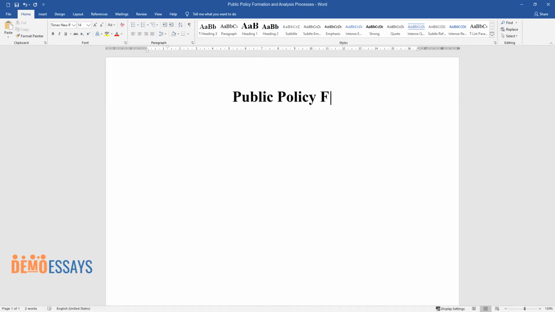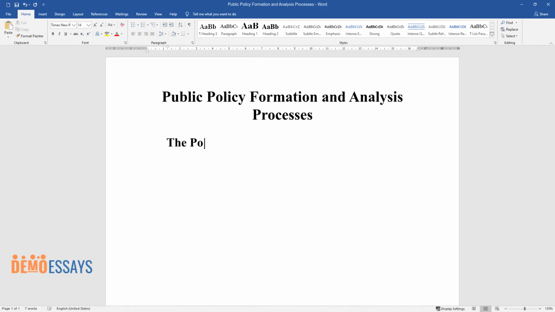Public policy formation and analysis processes. The policymaking process. 5 stages of the policy process.